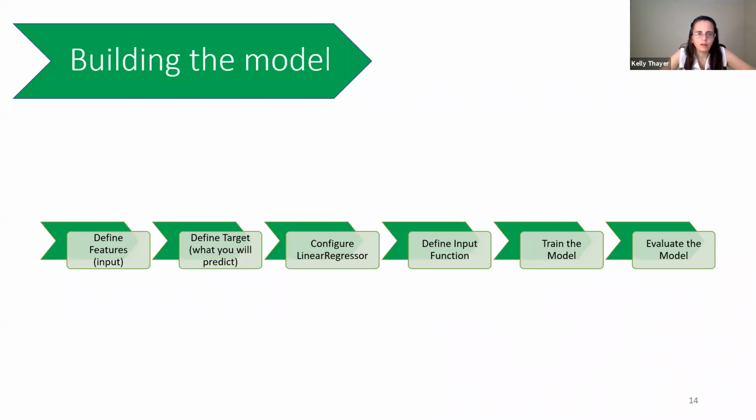For building the model, this is going to have several steps. We need to define the features, which is the input. That doesn't mean that we're telling it which features, but again, we are providing the data for the model to figure out what it is. Define the target, so that's figuring out what you want to predict. Next, we'll configure the linear regressor, which is what we're going to use as our model today. Then we will define an input function, then we will train the model, and then we will evaluate the model.